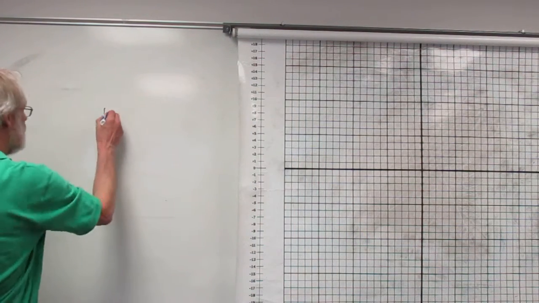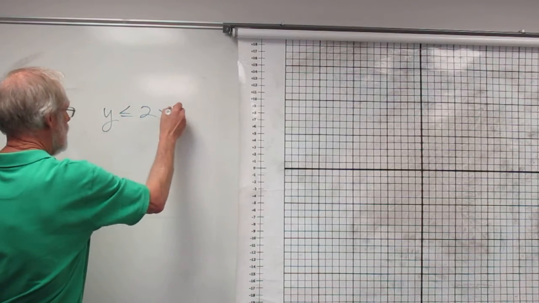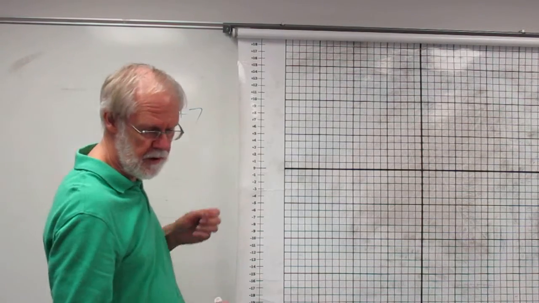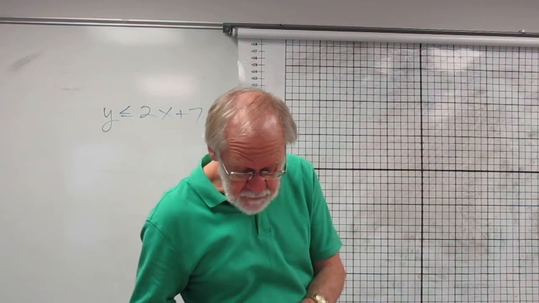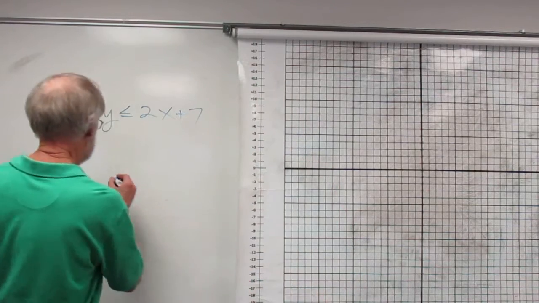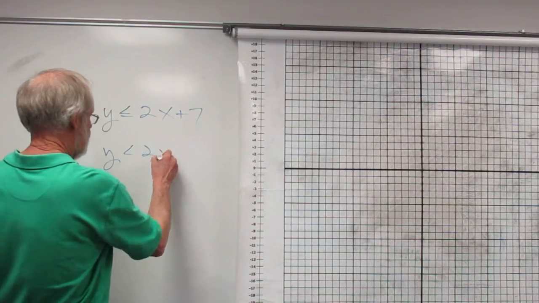Let's take, let me find one here. Maybe I will do these because they're parallel lines, and that will show you something a little different. So let's do y is less than or equal to 2x plus 7. Already in the right form for us. And the second one is y is less than 2x minus 3.